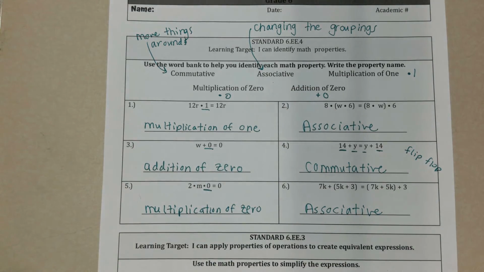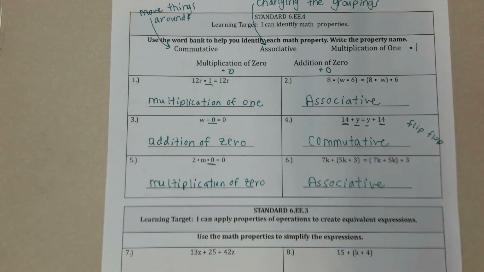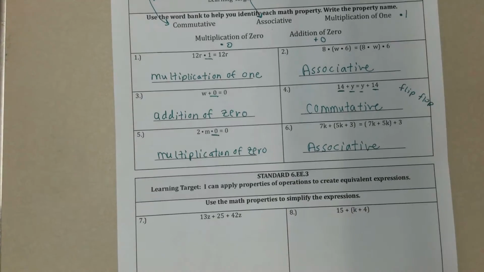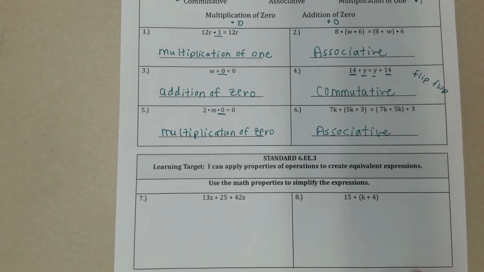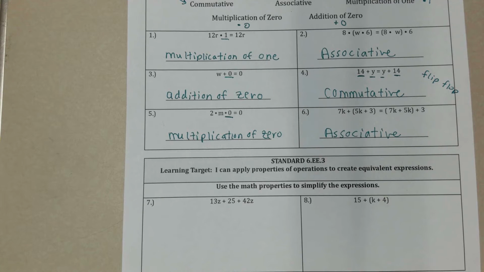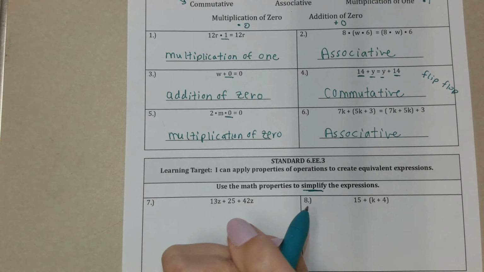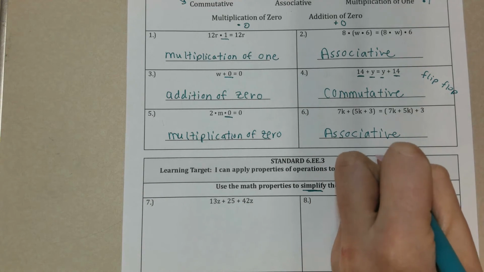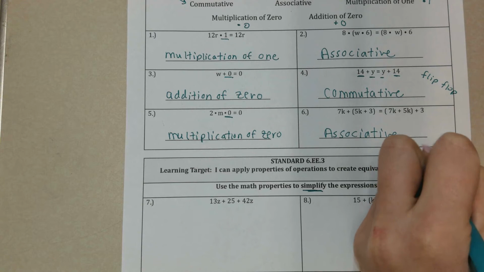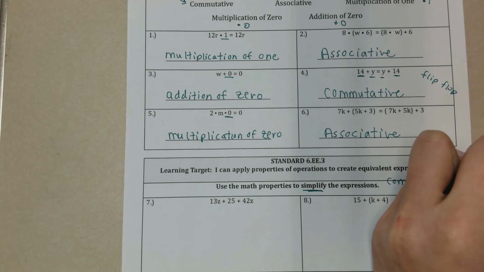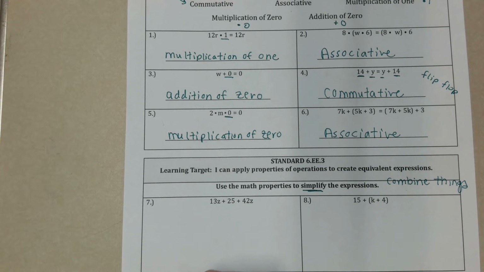In the second part, problems 7, 8, 9, 10, 11, and 12, now we're going to use those properties, okay? And we're mostly using the associative and the commutative. And simplifying, that means I'm going to combine things. We're combining, okay? And it's going to have either all addition or all multiplication. All addition or all multiplication. So I'm going to look at number 7.